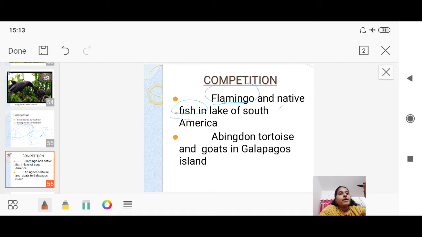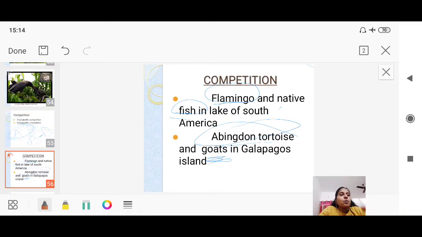In the same way, you can find the Abingdon tortoise. There was a place called Galapagos Island. What is that island's name? Galapagos. There existed a variety of tortoise, which we call the Abingdon tortoise. This tortoise became extinct. All of a sudden, within around 10 years, this tortoise population came down. When they studied why, they found that goats were introduced into the Galapagos Island.